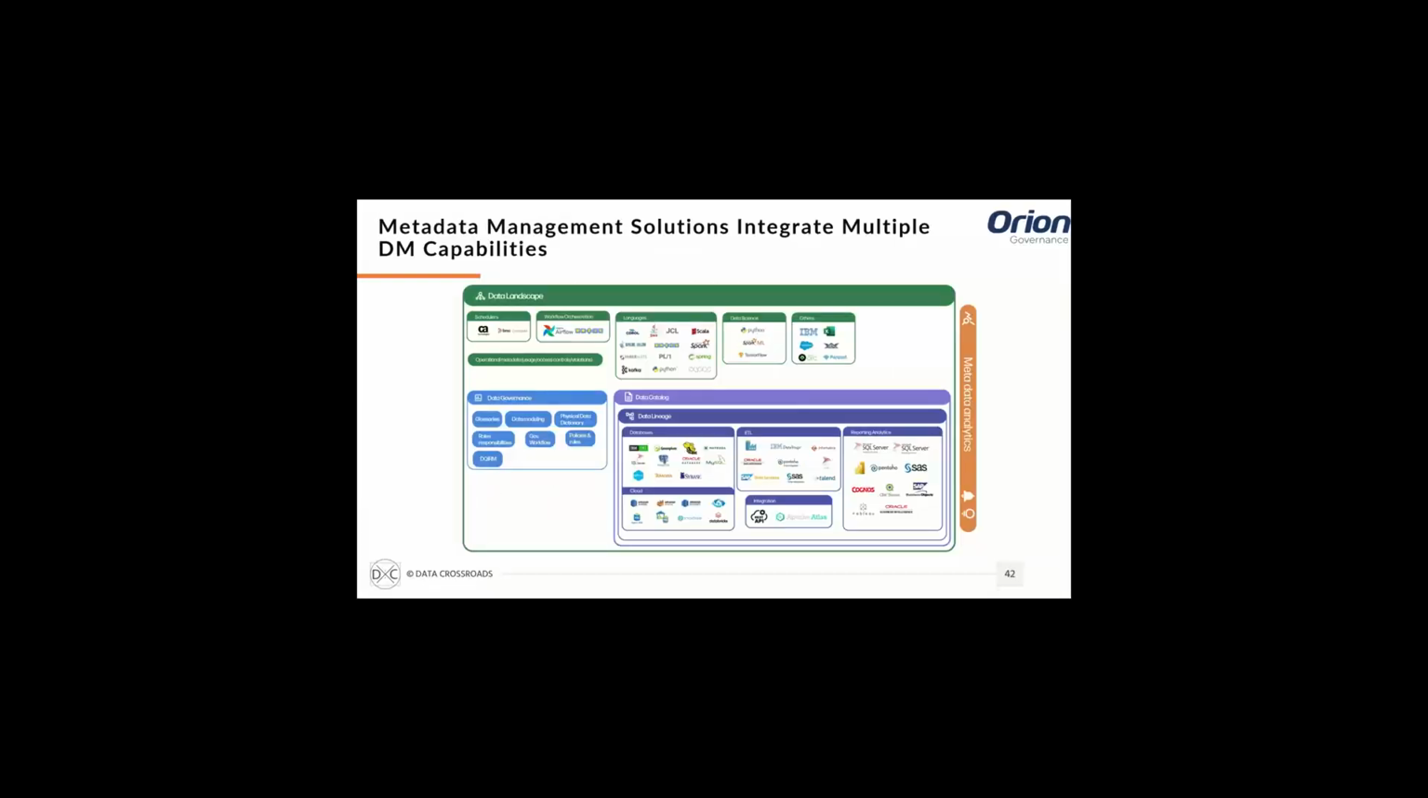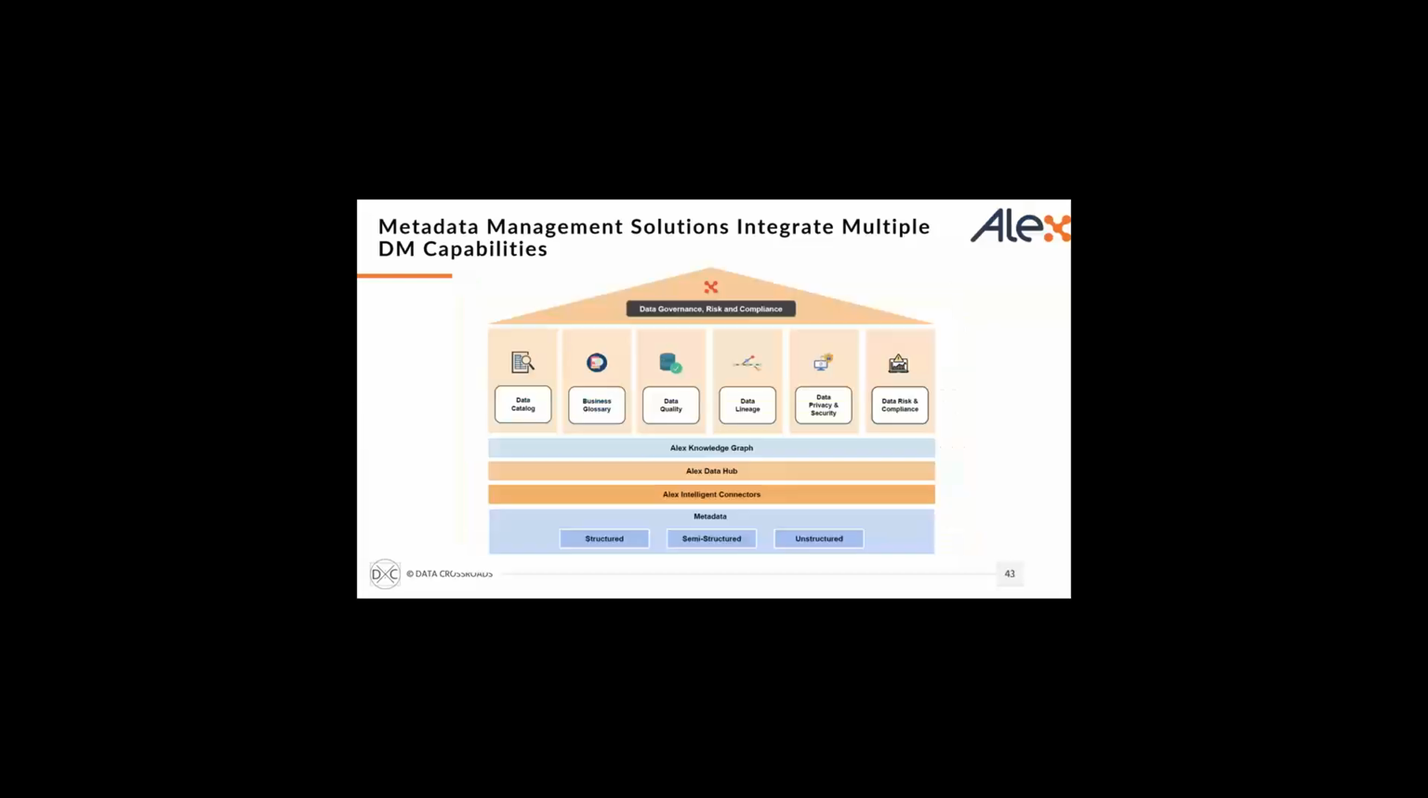As I mentioned, nowadays many vendors offer integrated solutions, and I will show you several examples of metadata solution providers. On the slide, you see the example functionalities offered by Orion Governance, and you can see that they combine multiple functionalities like data cataloging, data governance, data lineage, etc. The same is applicable for Alex solution. They also have multiple integrated capabilities.